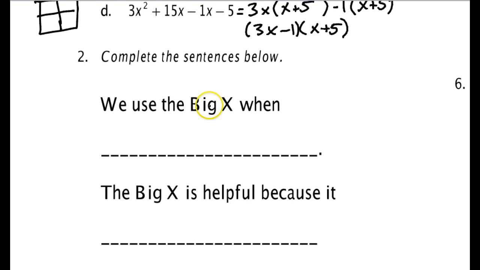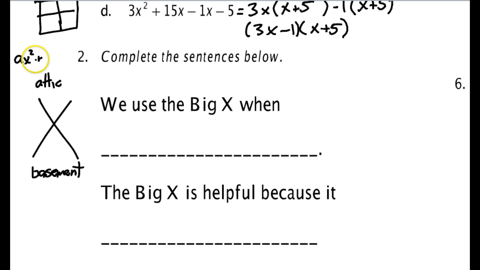Speaking of the box, we're using the big X. Remember we have this big X. We called this the attic basement method. If we had the term ax squared plus bx plus c, we can take the a and the c, multiply them together, put that right here, and we can take the b term and put that down here, and we find two numbers that multiply to the AC and add to the B.